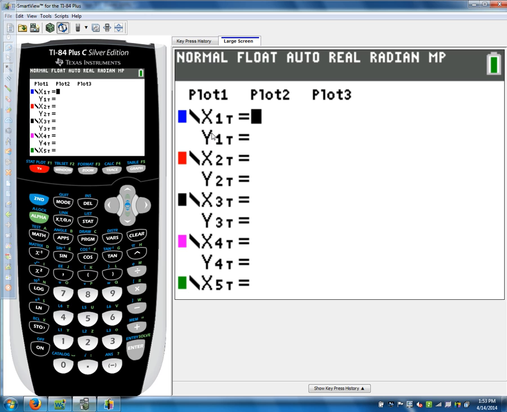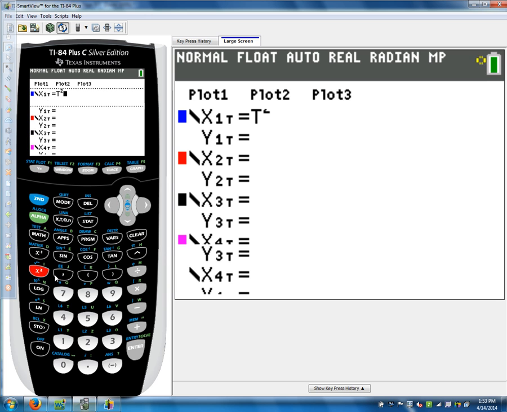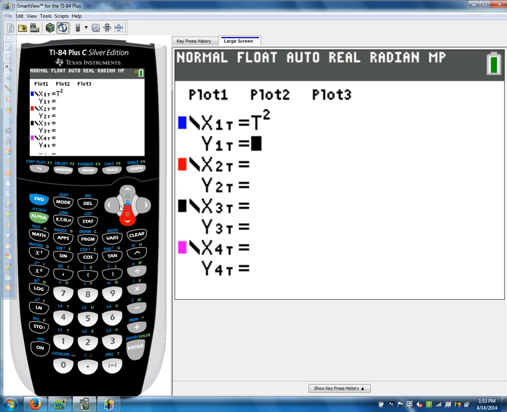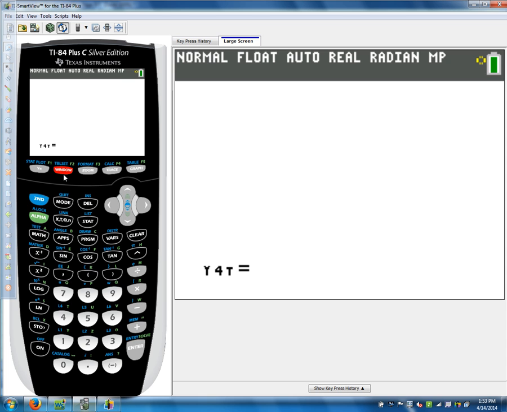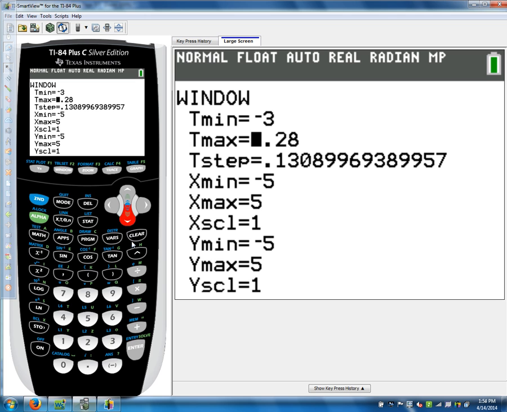So in x1, we're going to put in t squared. And then in y1, we're going to put t minus 1. And then we want to sketch that from -3 to 3. So I'm going to go to my window. And I'm going to put for t minimum, -3, and t maximum, 3. And this t step just tells us how often we're plotting a point. So t is increasing by 0.13 each time. It's probably fine however it is set in your window, as long as these numbers aren't really big. And then we hit graph.